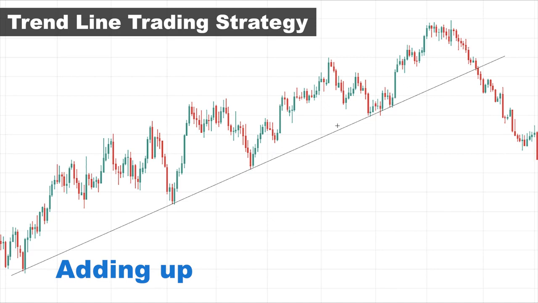The adding up strategy is more suitable for aggressive traders who like to catch every movement and expose themselves to more risk in exchange of more profit. In trendline trading strategy, it's very important to know if the counter trend movement is a pullback or starting of a reversal, so make sure to watch my video on this subject.